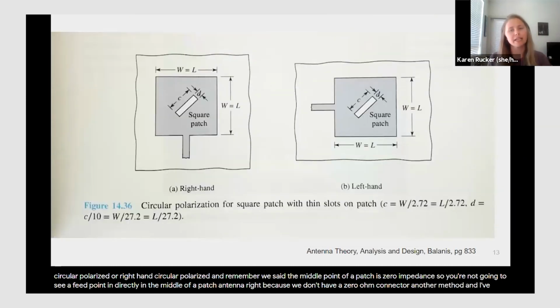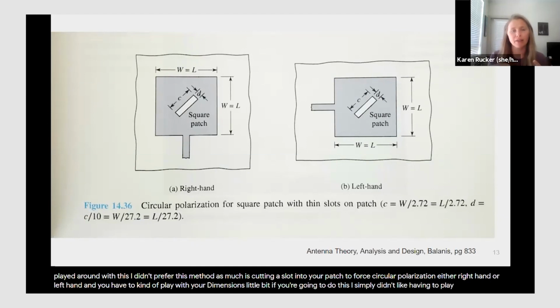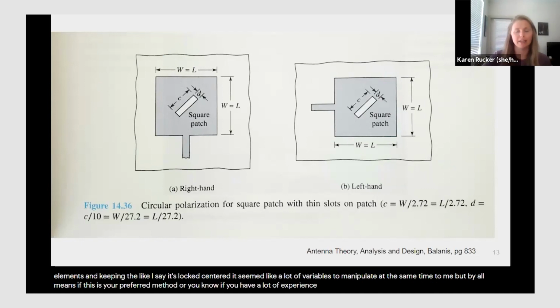Another method, and I've played around with this, I didn't prefer as much, is cutting a slot into your patch to force circular polarization, either right hand or left hand. And you have to play with your dimensions a little bit if you're going to do this. I simply didn't like having to play with that many elements and keeping the slot centered. It seemed like a lot of variables to manipulate at the same time to me. But by all means, if this is your preferred method, or if you have a lot of experience, this can definitely be a version of circular polarization to try.